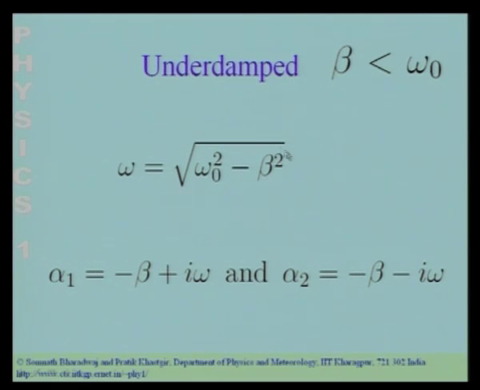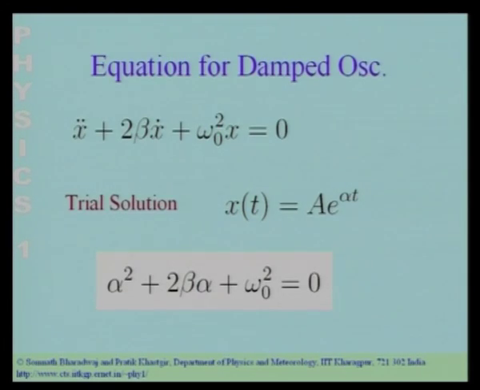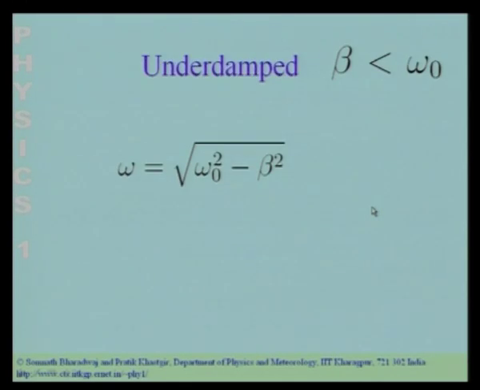Omega naught square minus beta square is positive, so the square root is a real number. So omega is a real number, and alpha 1 and alpha 2 are the two complex roots of that quadratic equation. Now we have to put alpha 1 and alpha 2 back into our trial solution. X as a function of time is equal to a constant amplitude e to the power alpha t. So we now have two values of alpha, alpha 1 and alpha 2. So x of t will be a superposition of those two solutions.